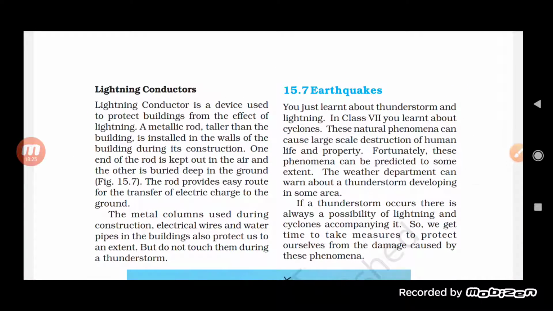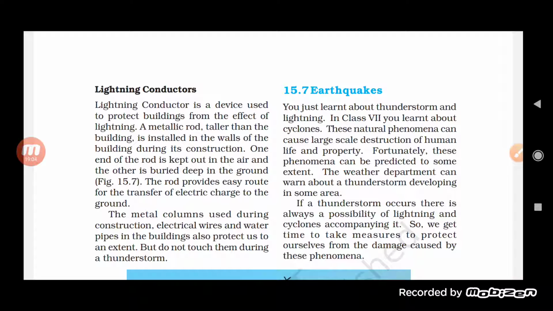Here a lightning conductor is there. What is the meaning of a lightning conductor? A lightning conductor is a device which is used to protect a building. It is a metallic rod which is taller than the building, and it is installed in the wall of the building during its construction. This metallic rod is connected to the underground.